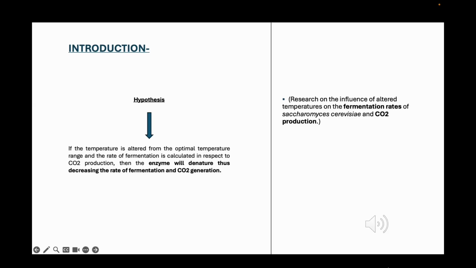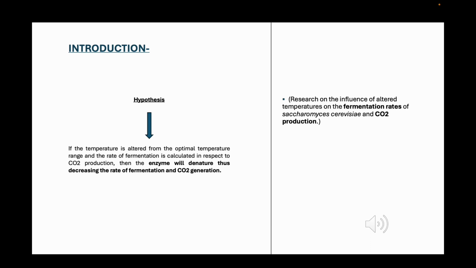This experiment works on the analysis of the effect of different temperatures on the fermentation rate of Saccharomyces cerevisiae and carbon dioxide production. The hypothesis of our experiment is, if the temperature is altered from the optimal temperature and the rate of fermentation is calculated with respect to CO2 production, then the enzyme will denature, thus decreasing the rate of fermentation and CO2 generation.